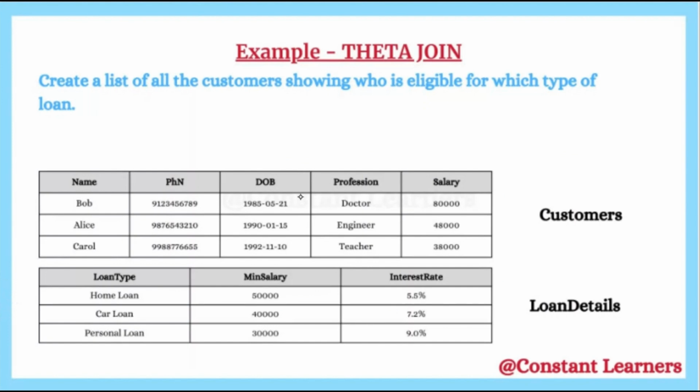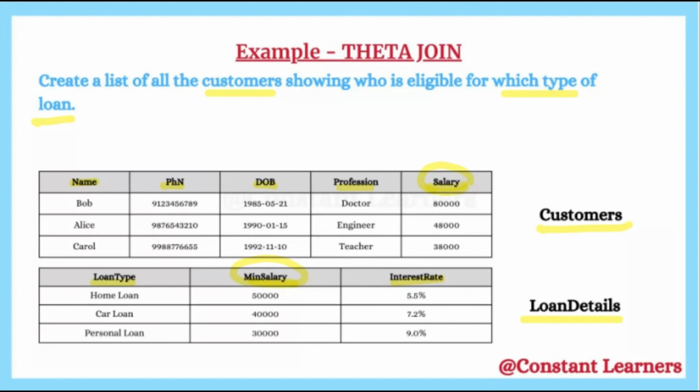Let's say we have two tables here, the customers table and the loan details table, right? We need to evaluate which customer is capable for which type of loan. That is, which customer is eligible for which type of loan. Now, in the customers table, we have the columns name, phone number, date of birth, professions, and salary. Now, this column, the salary column, is the most important column in this case. And in the loan details table, we have the loan type, minimum salary, and interest rate. And for this problem here, min salary is the most important column in the loan details table.